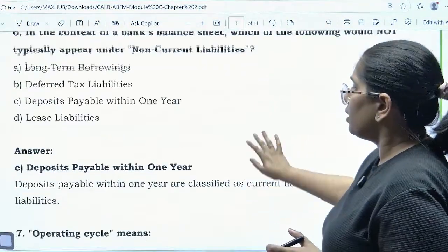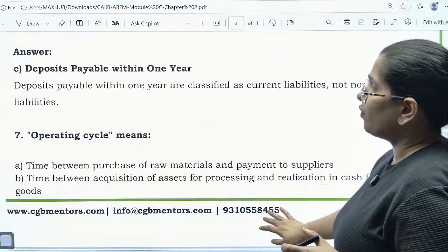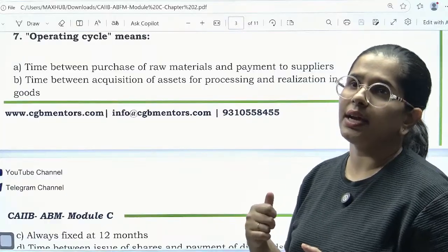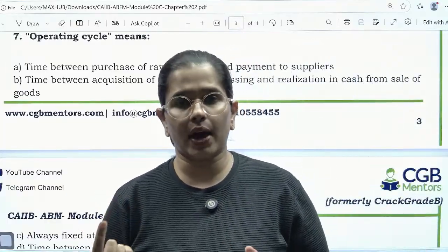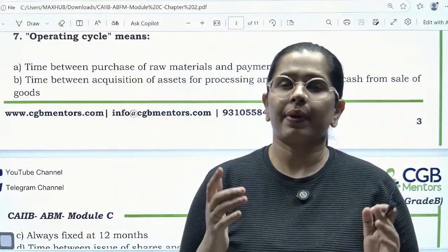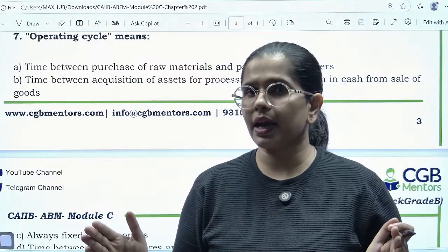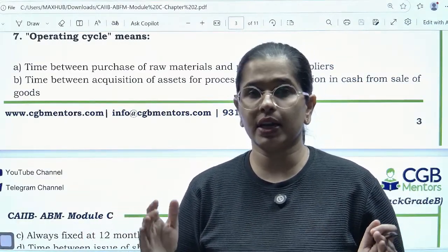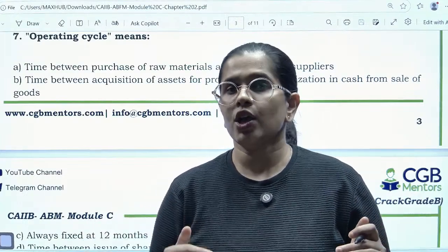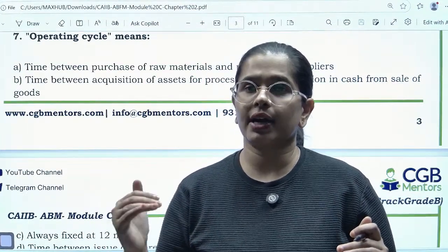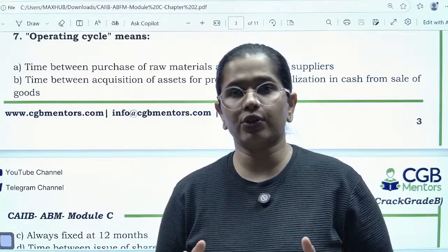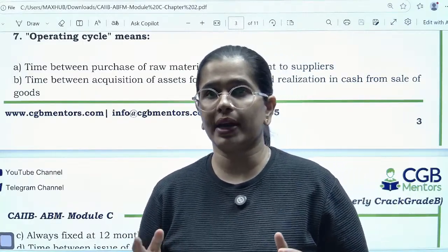Okay? Now next is, what do we mean by the operating cycle? So the operating cycle is something that impacts your working capital requirement also. Okay, what will your working capital be? And when I say working capital, I mean the difference between current asset and current liability. So what is going to be the amount of your current assets? What is going to be the amount of your current liabilities? And this is going to be determined by your operating cycle.